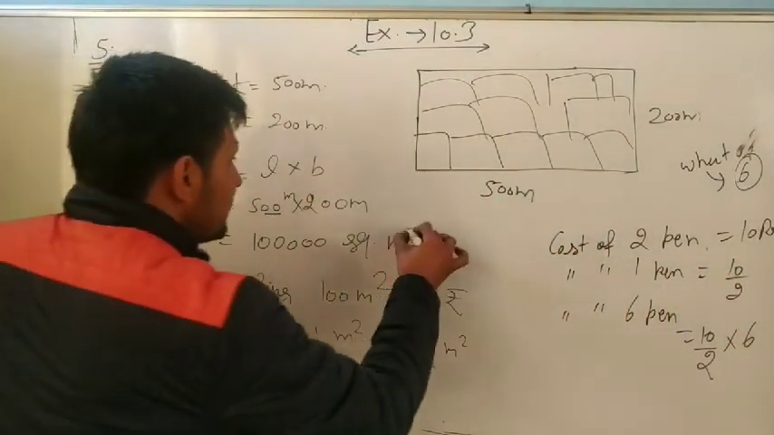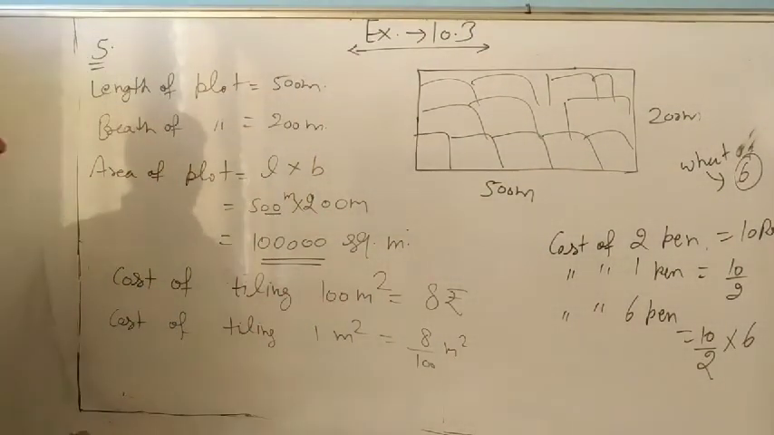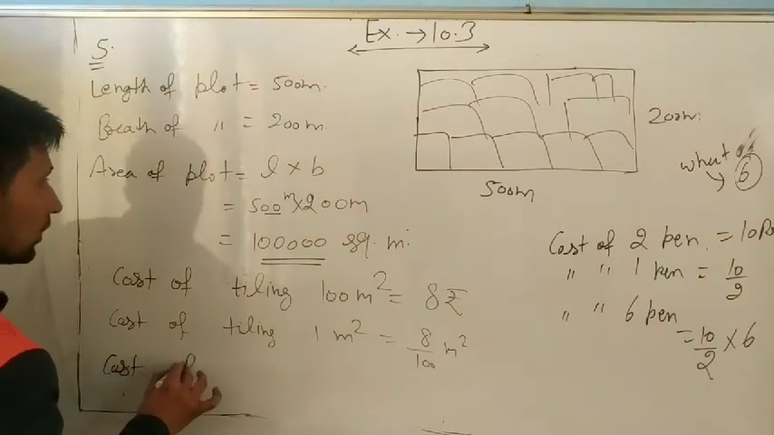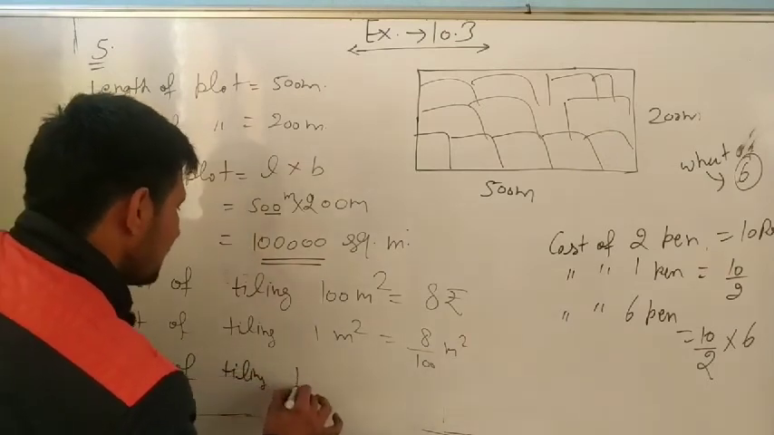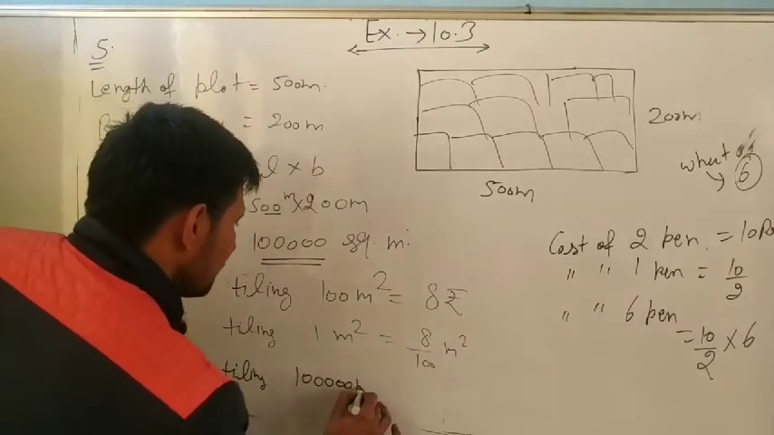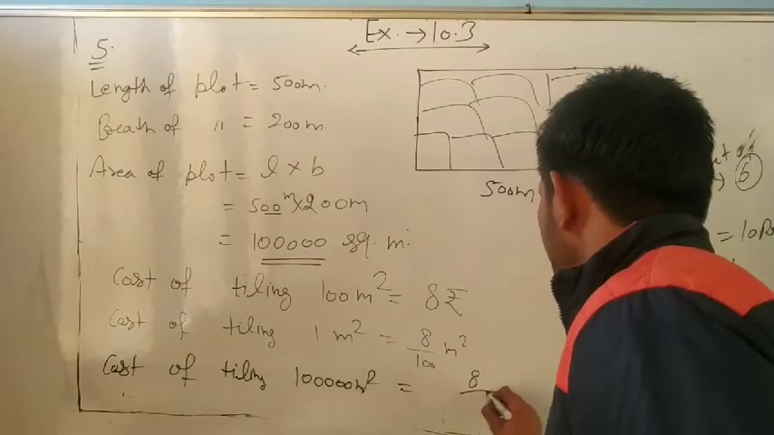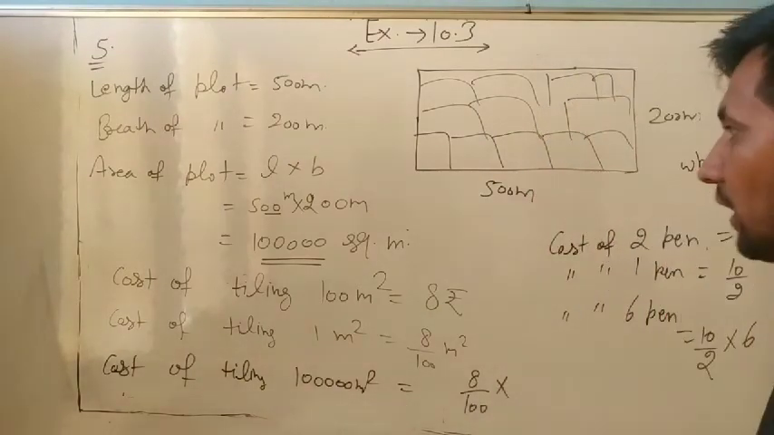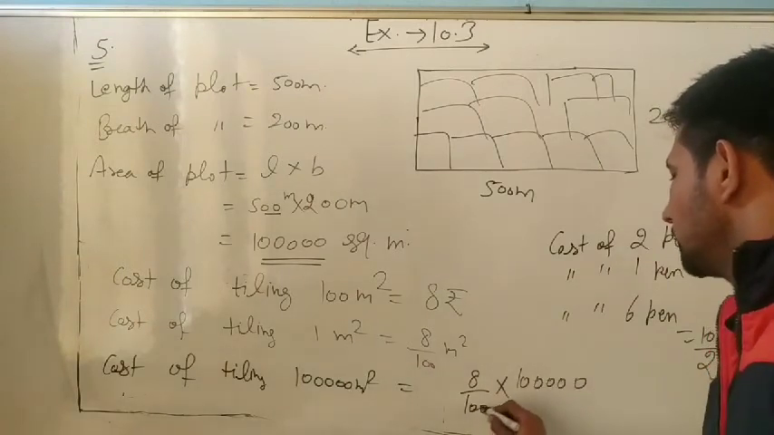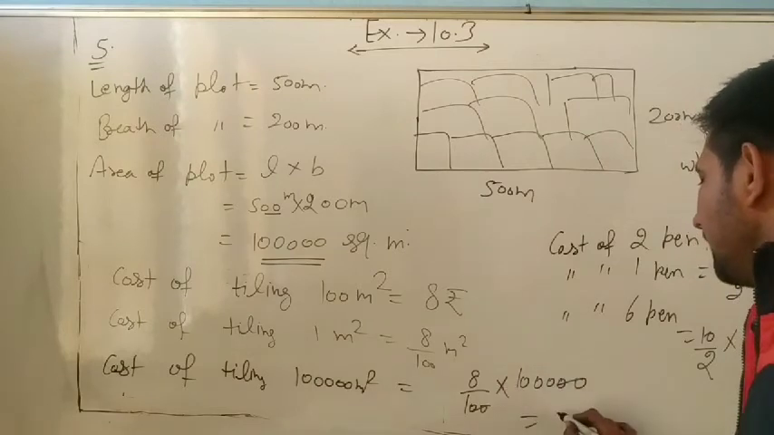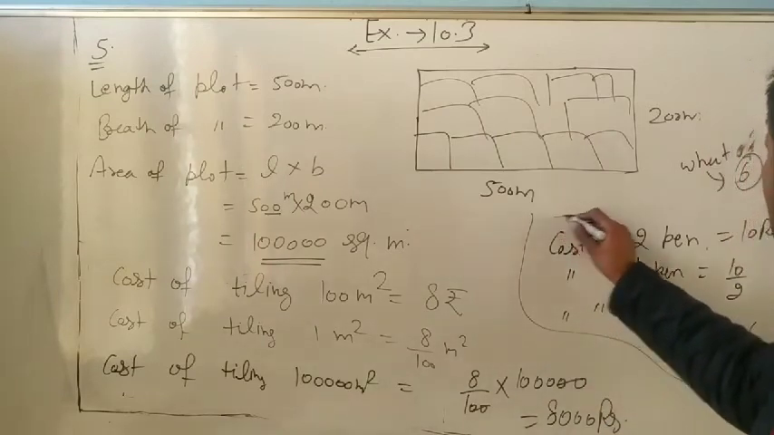We want to find what is cost of this tiling. Tiling is using area. So what is total area? 10 lakh. So write cost of tiling 1 lakh meter square. How much? It is 8 by 100 multiply how many? It is 1 lakh: 1, 2, 3, 4, 5 zeros. 2 zeros cancel. So what is 8 into 1000? 8,000 rupees.